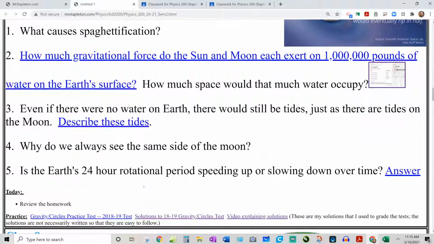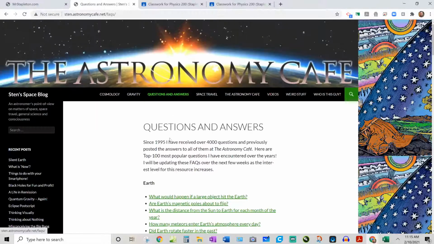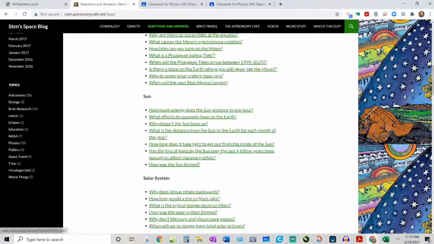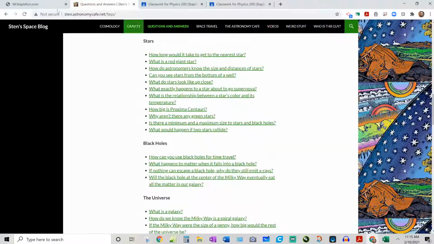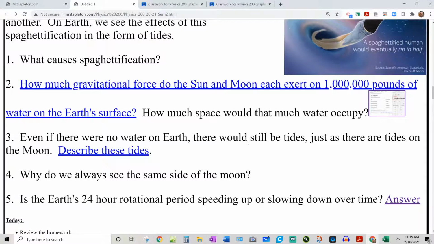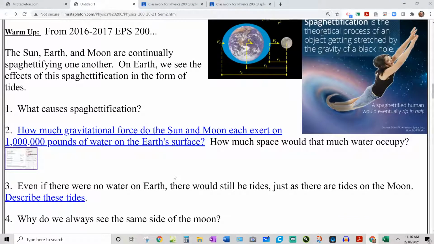See if there's anything else here. I guess that's it. Let's see what this link is. I haven't looked at my links in a long time. This may not even work, but is the Earth's 24-hour rotational period speeding up or slowing down? It's like some astronomy website. Oh no. That doesn't look like it's going to get me right to the answer really fast. I'm going back, fleeing. So does anybody have any, this is nothing I'm going to test you over, but does anybody have any questions or comments about that?